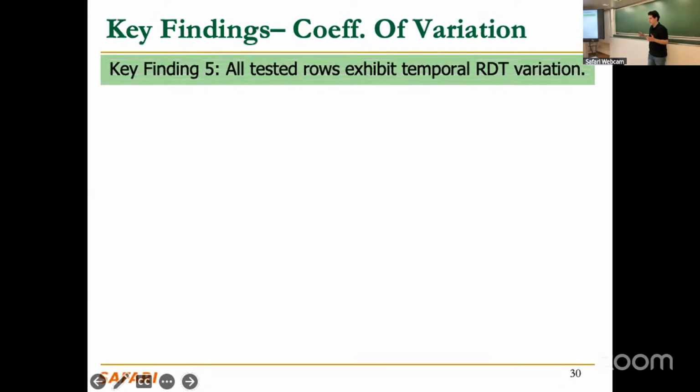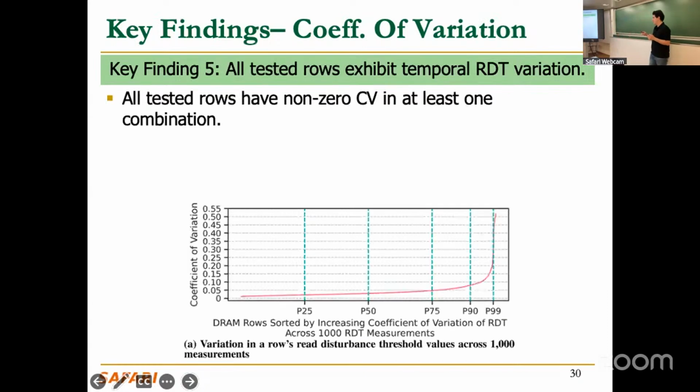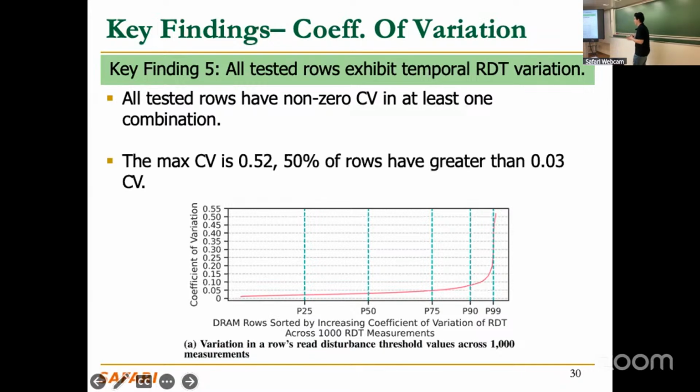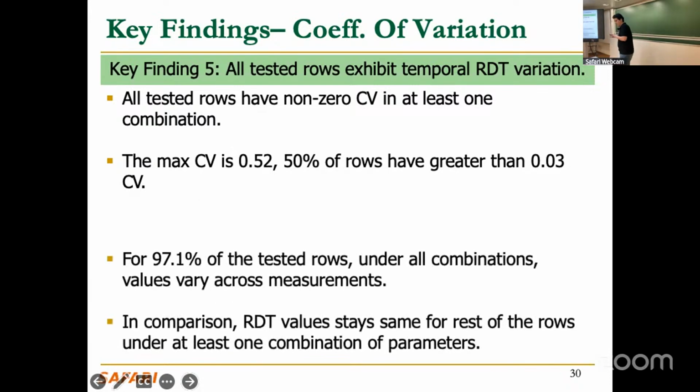And that brings us to the fact that all these tested rows exhibit some temporal variation. So all these tested rows, as a result of the previous experiment, have a non-zero value in at least one of the test combinations that we picked. And the maximum CV value, like I said, was 0.52, and 50% of the rows have a greater variance than 0.03. And to conclude, for 97 of these tested rows, under all test combinations that we picked, the values vary across the measurements that we did.